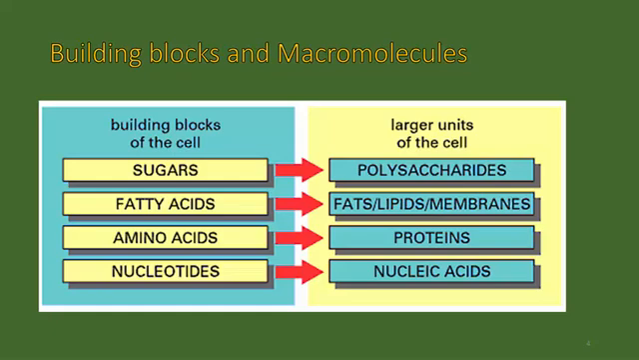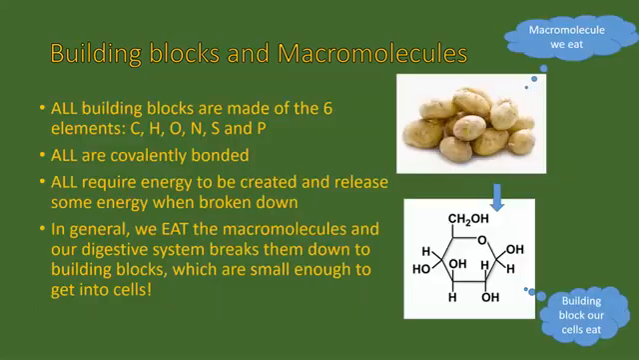Building blocks are glucose, fatty acids, amino acids, and nucleotides. And macromolecules are the polysaccharides or carbohydrates, the lipids, the proteins, and the nucleic acids. The elements in all the building blocks spell CHOMPS, C-H-O-N-P-S, and include carbon, hydrogen, oxygen, nitrogen, phosphorus, and sulfur.